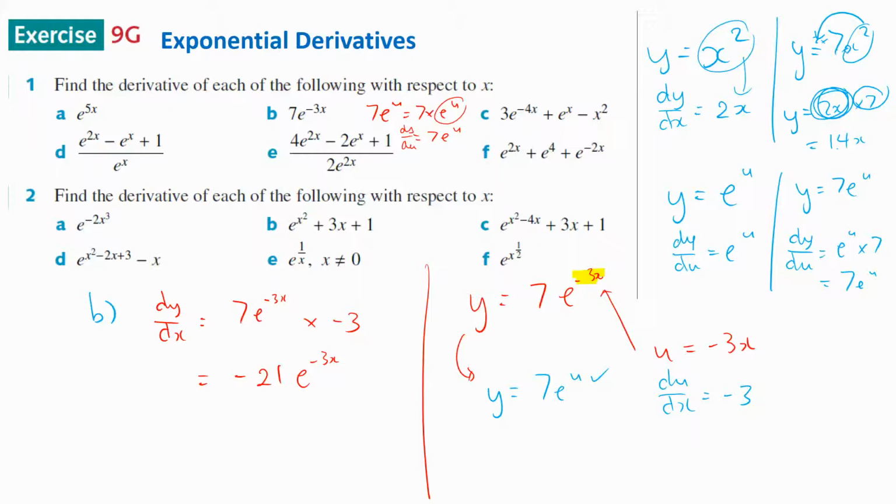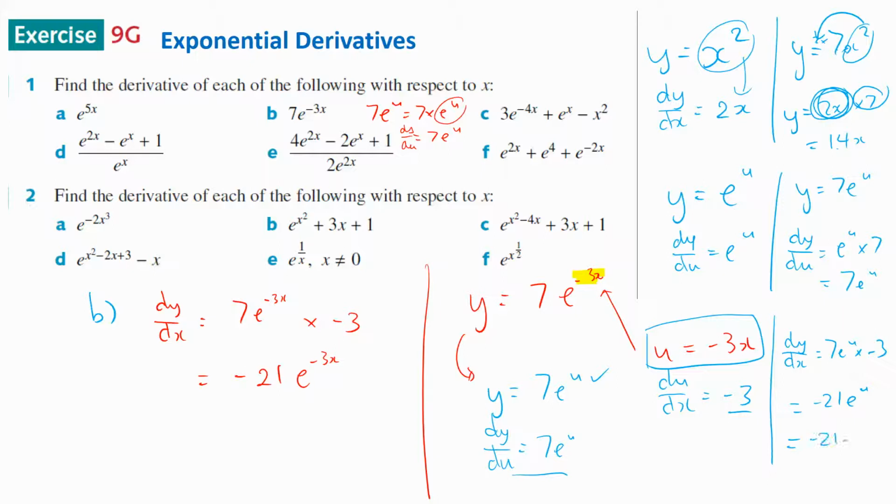Okay? So dy du, that's why I know it's just 7e^u. Multiply those two together, so you got negative 3 times 7. So dy dx equals dy du, which is 7e^u, times negative 3. So that's negative 21e^u. But u, we already know, u was equal to negative 3x, so it's negative 21e to the power of negative 3x, which is exactly the same as what I got here.